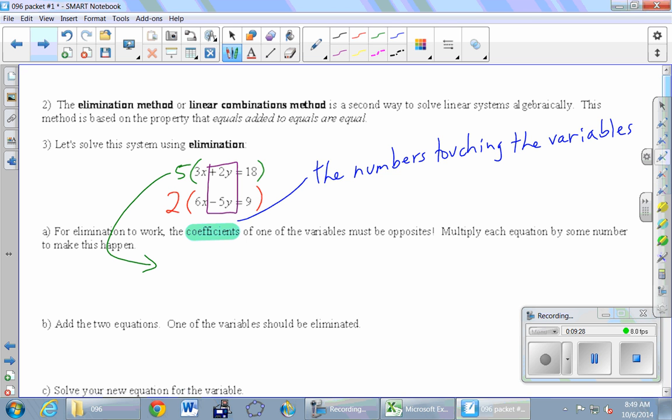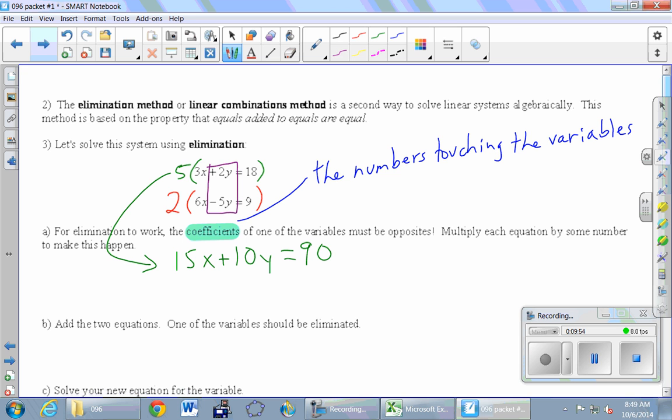So the first equation, that 5 comes in and distributes. So every term gets multiplied by 5. So 5 times the 3x is 15x, plus 5 times the 2y is 10y. That 10y is what we were trying to build. Really common mistake is to forget to multiply the number by itself, by 5 in this case. 5 times 18 is 90.